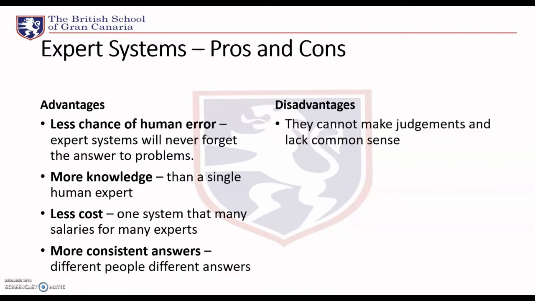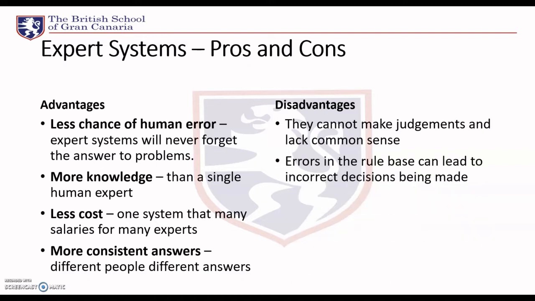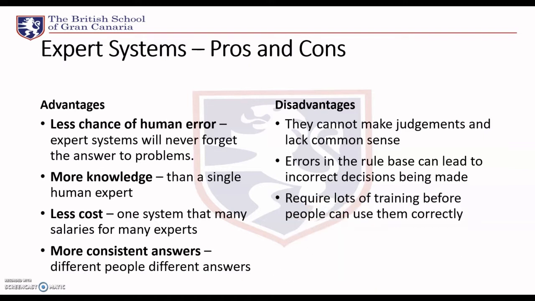Now, the disadvantages: they cannot make judgments and they lack common sense. Why? Because they're software, that's all they are. Sometimes human problems could be far more complex. Errors in a rule: if there's an incorrect rule in the rule base, this can lead to incorrect decisions being made. They require lots of training to use so people can use them correctly. That's pretty much it there. So maybe you come up with more ideas. If you feel that you've got more advantages and disadvantages, then obviously comment on this video below.